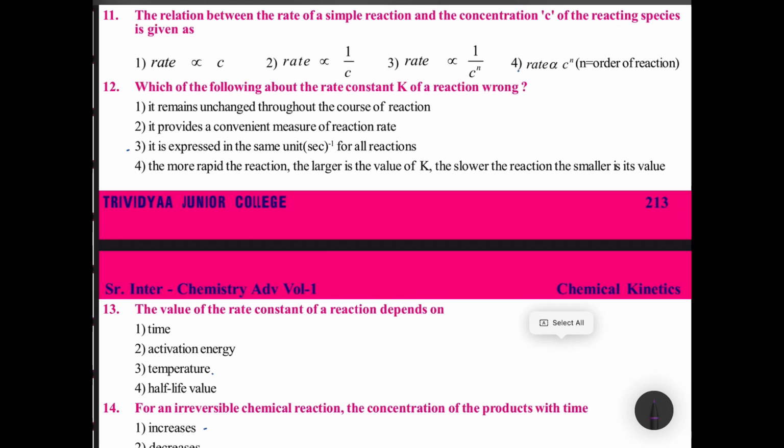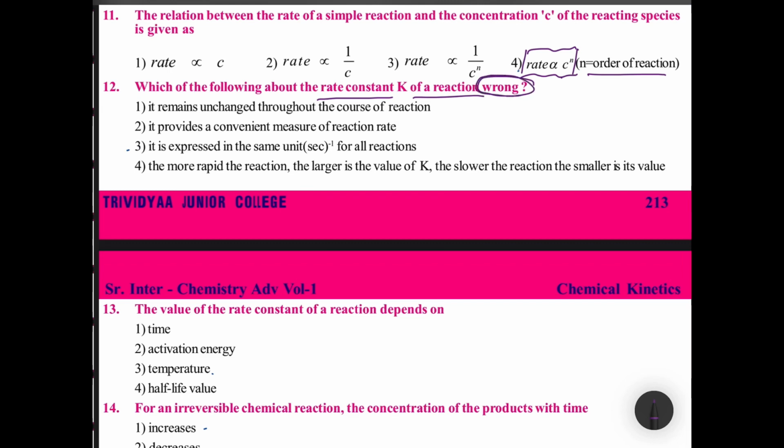The relation between the rate of a simple reaction and the concentration C of the reacting species is given as rate is proportional to C to the power n, where n is the order of the reaction. Order may be positive, negative, zero, or fractions. Which of the following about the rate constant K of a reaction is wrong?